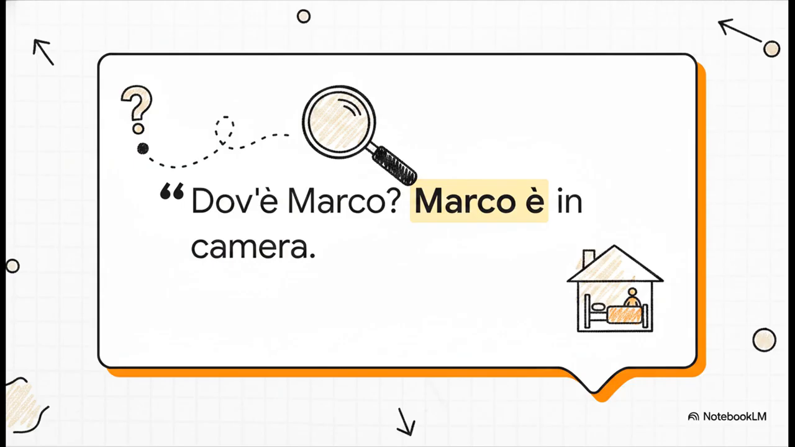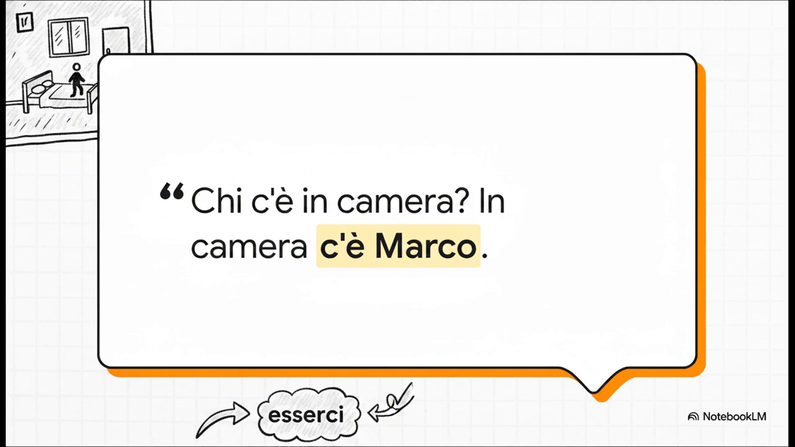Let's look at the first case. Someone asks, "Dov'è Marco?" Where is Marco? What's the key piece of information we need? It's his location. And because we're focused on location, we use essere. The answer, Marco è in camera. Okay, now let's compare that to a slightly different question. This time someone asks, "Chi c'è in camera?" Who is in the room? Notice the difference? We already know the location, in camera. The missing information is who is in that location. We're asking about existence. And for that, we need esserci. The answer, in camera, c'è Marco.